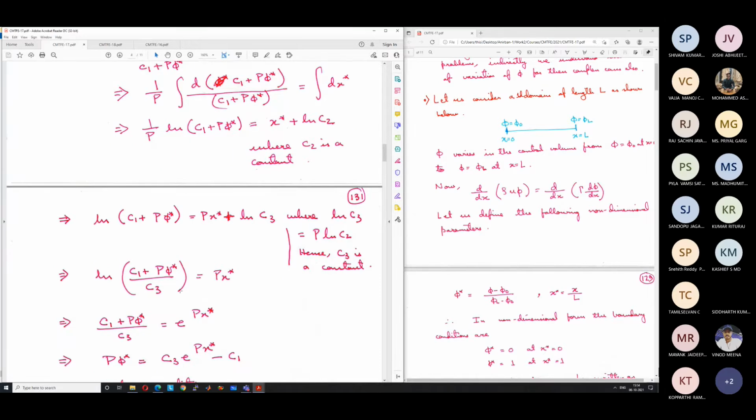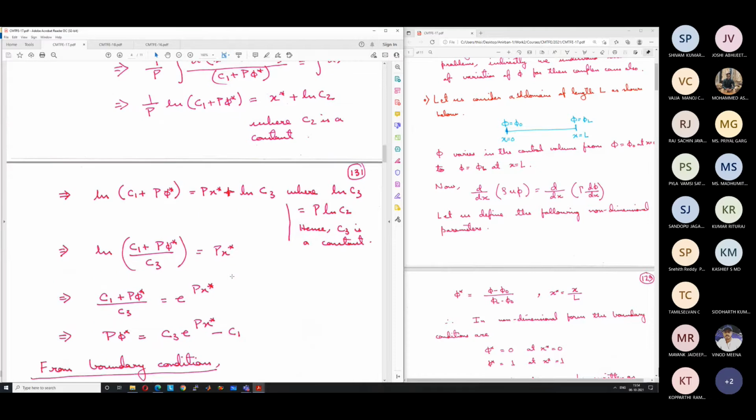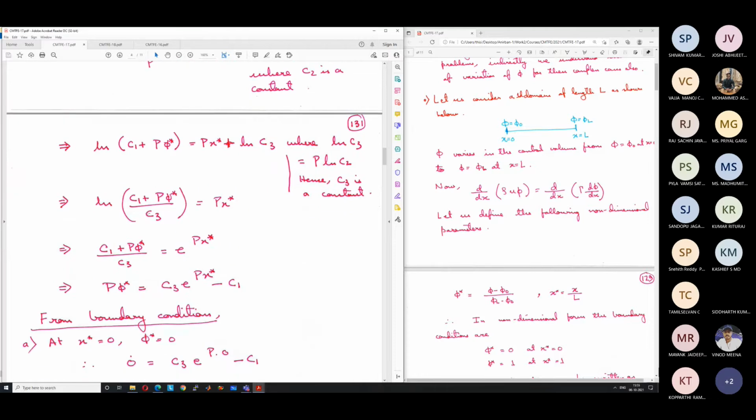So this log we can take to the left hand side: ln of C1 plus P phi star minus ln C3. If we put these two terms together, we get ln of C1 plus P phi star divided by C3 is equal to P x star. Okay, where C1 and C3 are the constants which we want to derive based on the boundary conditions.